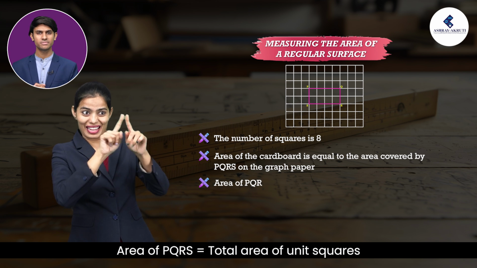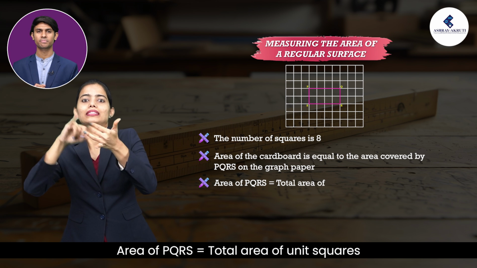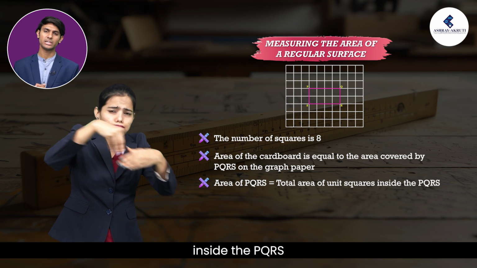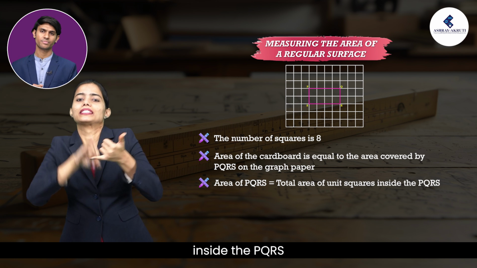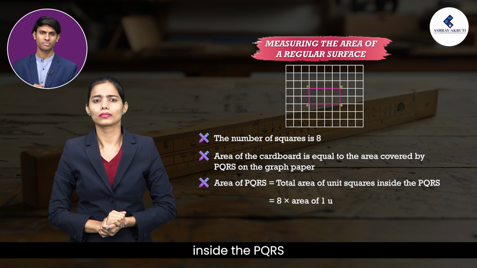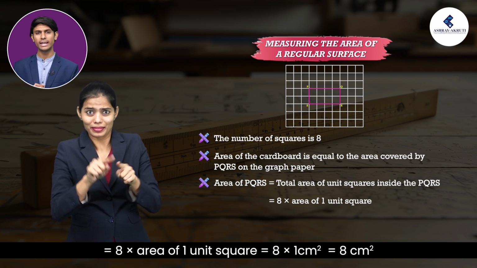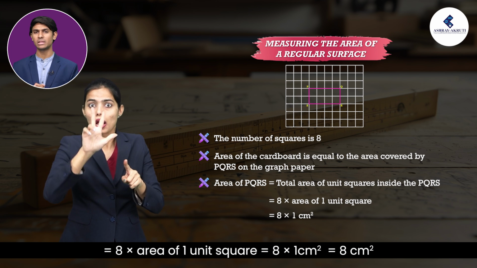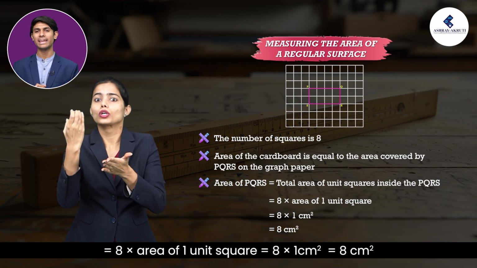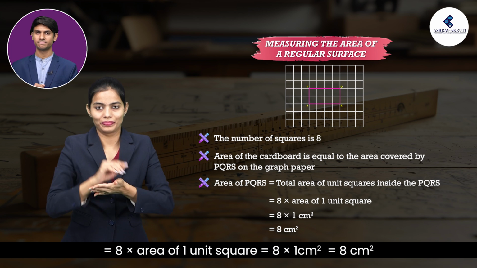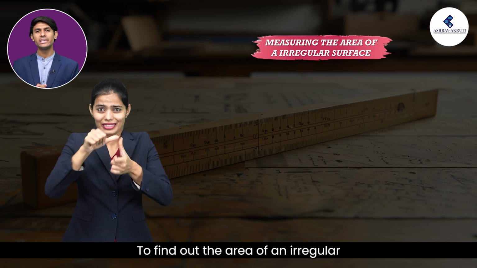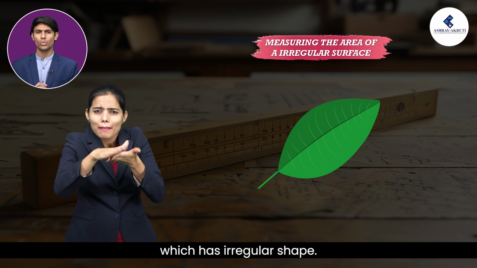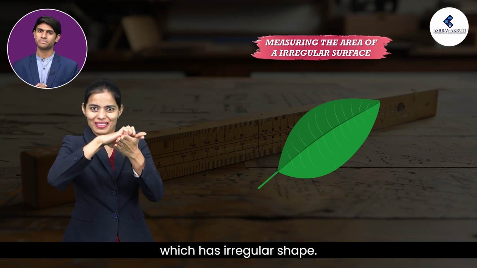Area of PQRS is equal to the total area of unit squares inside the PQRS, equals 8 into area of 1 unit square, which is equal to 8 into 1 cm², which is equal to 8 cm². To find out the area of an irregular surface, take a leaf which has an irregular shape.